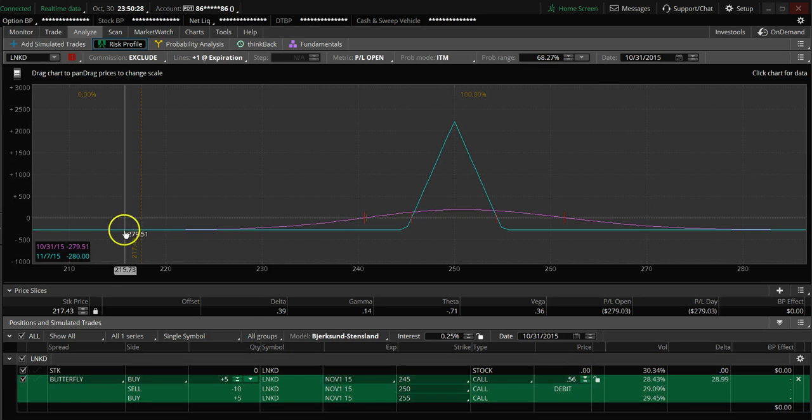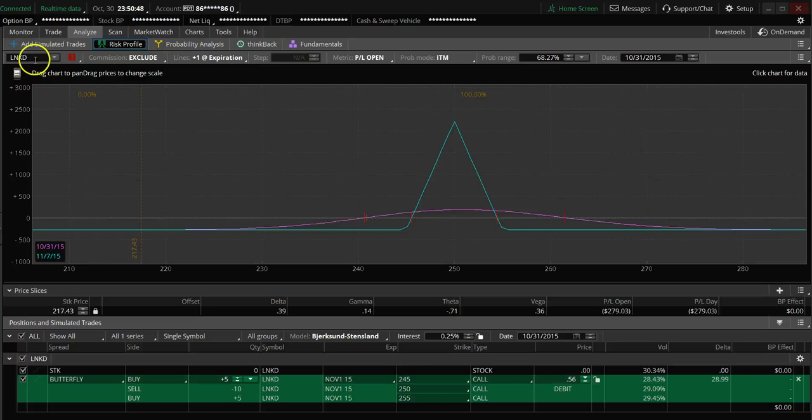I mean, if this thing moves up $2 and it starts heading into this tent, this value could practically double right away, because remember, the spread is making money. You're making money on the spreads. It's two different spreads. So that's basically how a butterfly works.